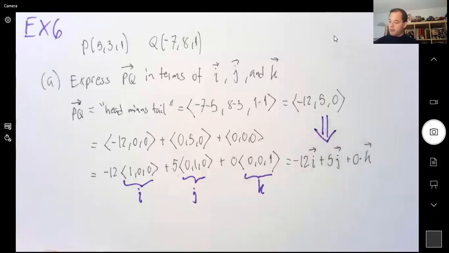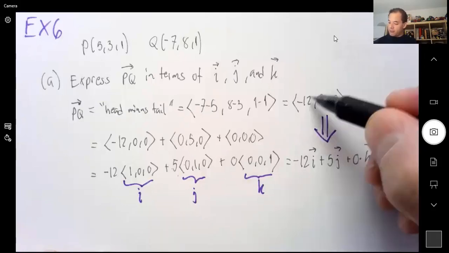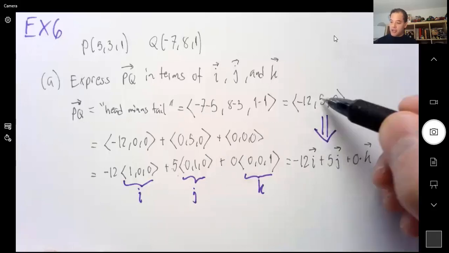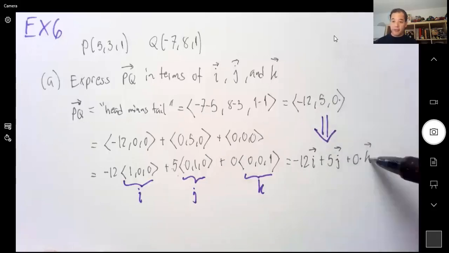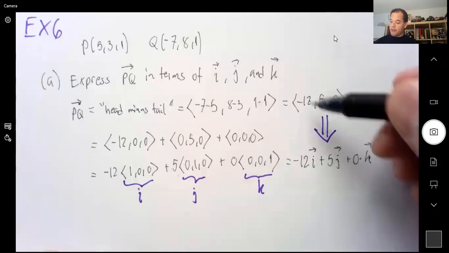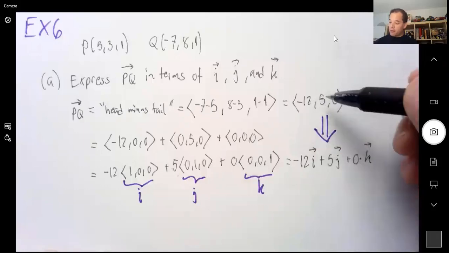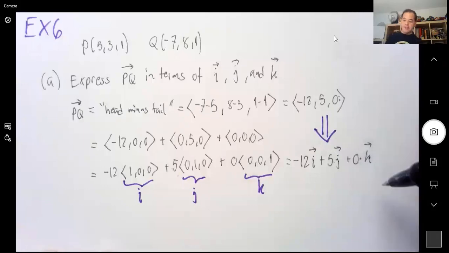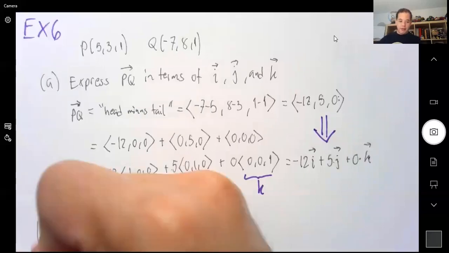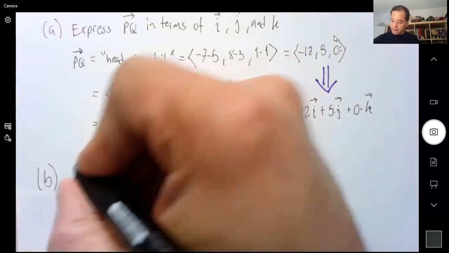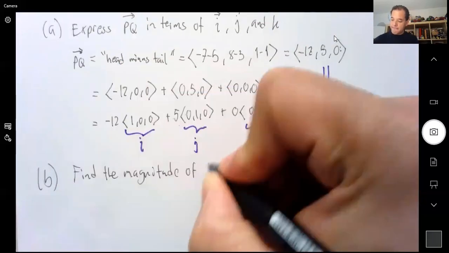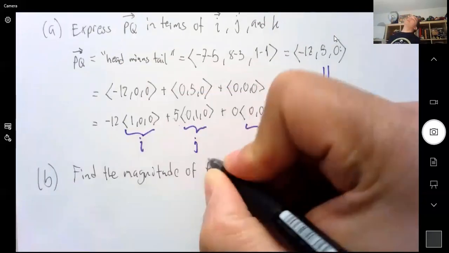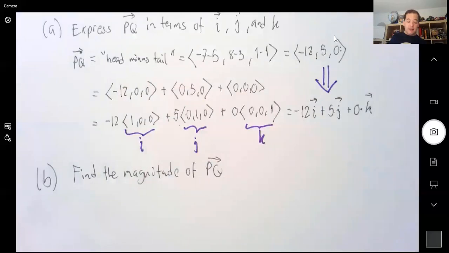You just need to remember that the first one goes with I, the second one goes with J, and the last one goes with K. So the X component with I, Y component with J, Z component with K. All right? Easy peasy. Really not that big of a deal here. Okay, part B. Part B now is asking us to find the magnitude of this vector.